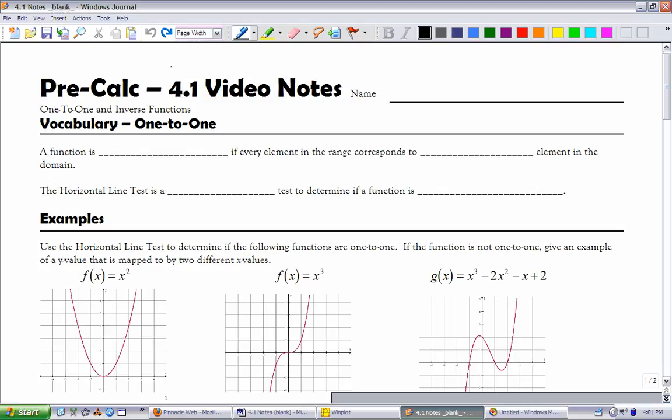Okay, going to start off 4.1 talking about one-to-one functions. A function is one-to-one if every element in the range corresponds to exactly one element in the domain. So you have to look at your y values and determine if there's one y value. For each y value, only one x maps to it.